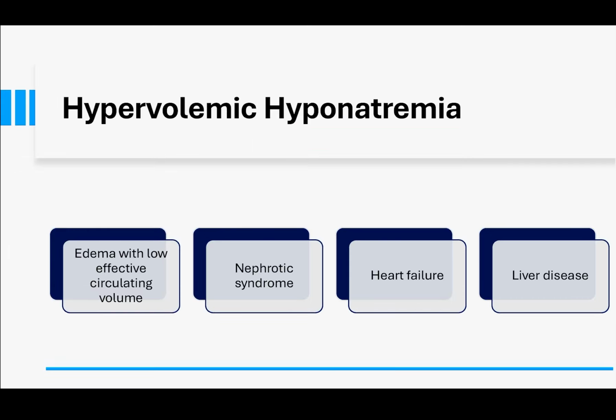Hypervolemic hyponatremia occurs when total body water and sodium are increased, but effective circulating volume is reduced. This leads to persistent ADH release. Nurses often observe edema, reduced urine output, and dilutional hyponatremia in these children.